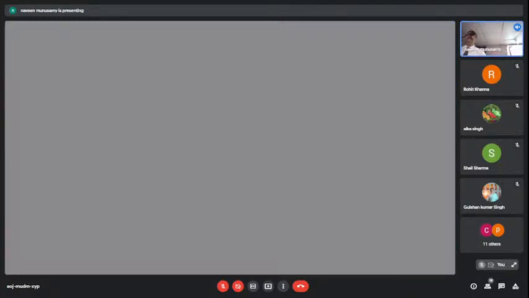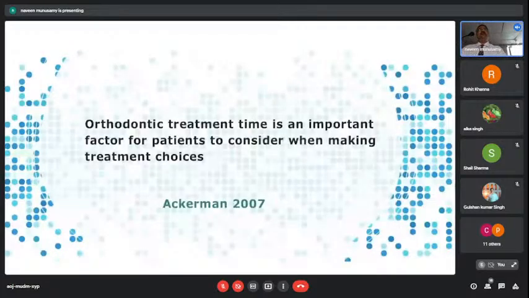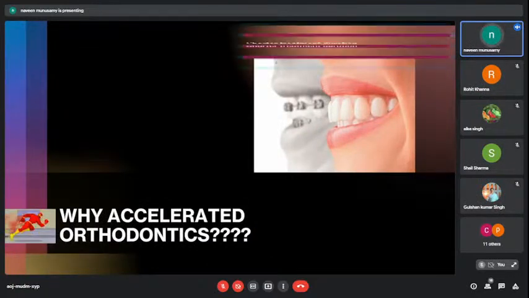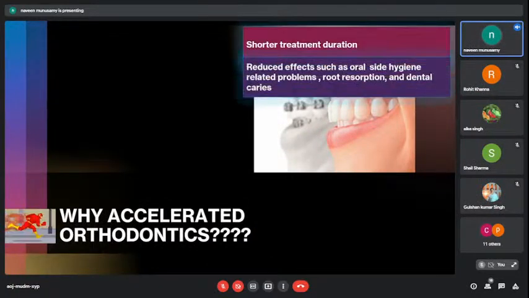So this is a famous saying of Ackerman, which was in 2007. He said that orthodontic treatment time is an important factor for patients to consider when making treatment choices. And if we can reduce the overall orthodontic treatment duration, in that case, there will be certain advantages. What are these advantages? The advantages, of course, would be that it would be associated with shorter treatment duration. And along with this, there are various side effects which are associated with prolonged orthodontic treatment time. And these are like dental caries, root resorptions, or oral hygiene related problems. So we will be minimizing all these problems also.